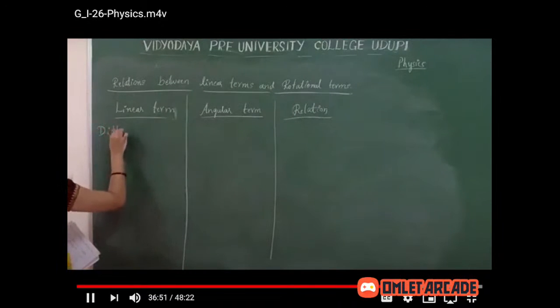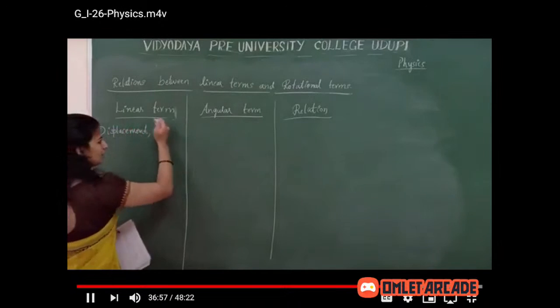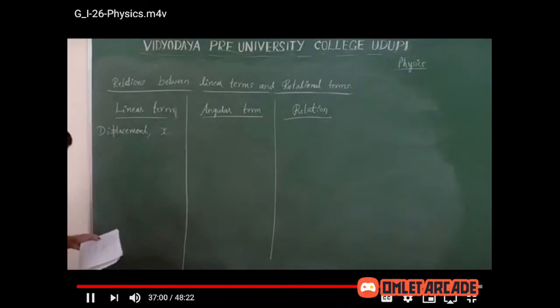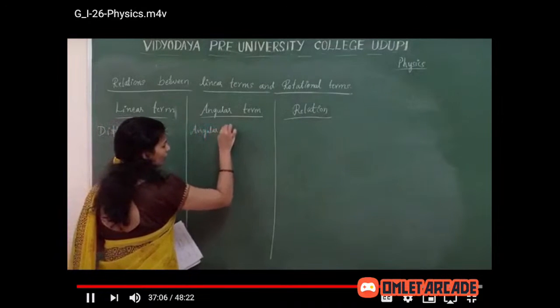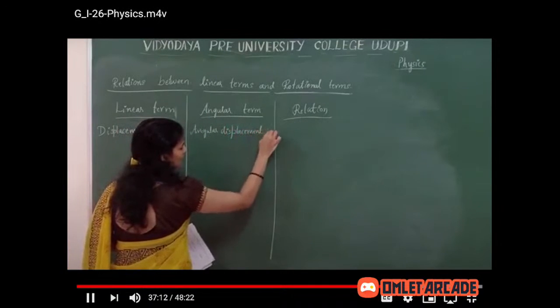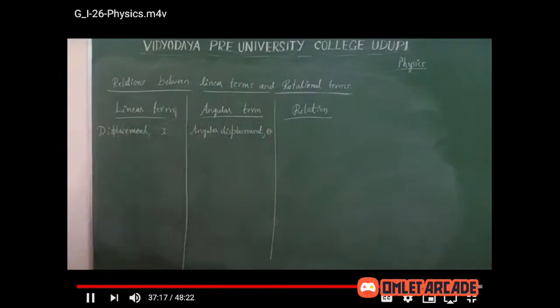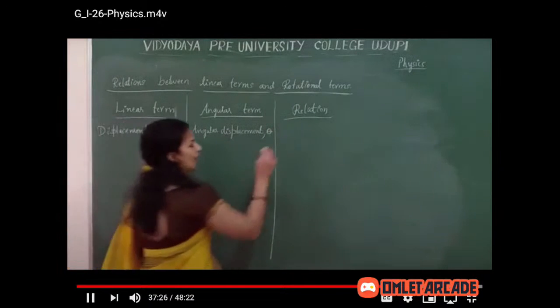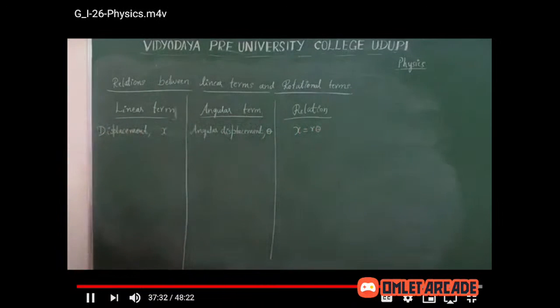Displacement is x in linear motion, and in angular terms that is angular displacement, theta. Then what is the relation between the angular term theta and the linear term x? That is x equal to r into theta.